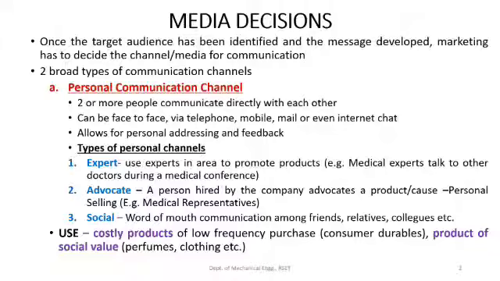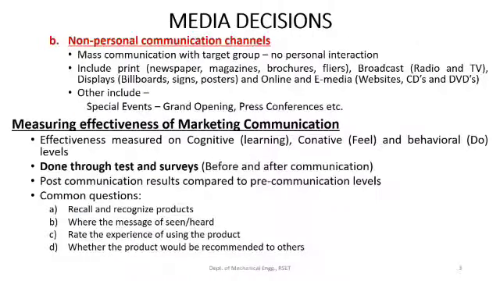The second kind of communication channel is the non-personal communication channel. So non-personal communication channels are mass communication channels with the target group or the target audience. So there is no level of personal interaction that can be obtained in non-personal communication channels. So this includes different media like print. It can be newspapers, magazines, brochures, flyers, etc.